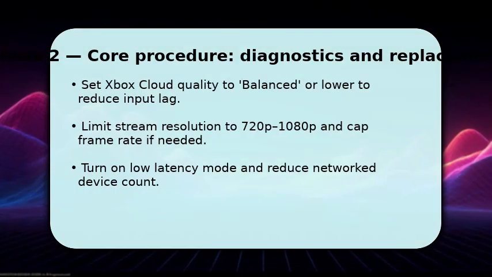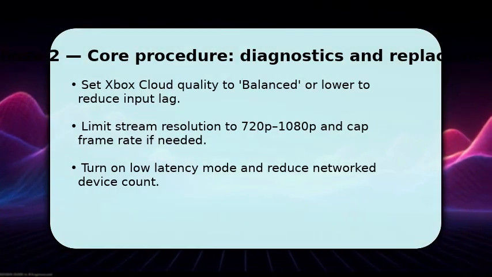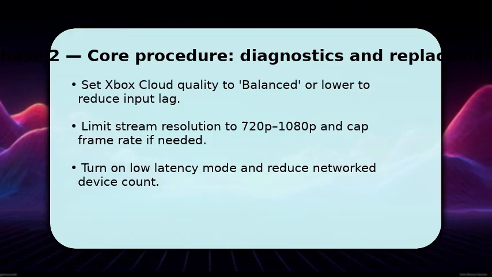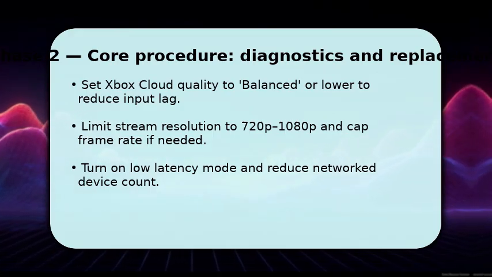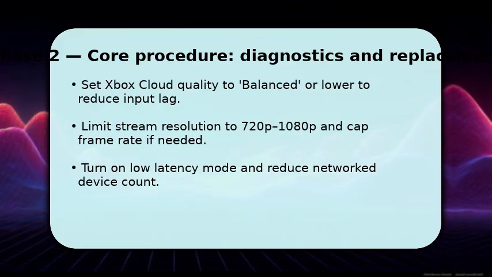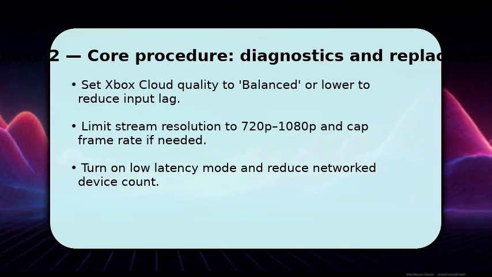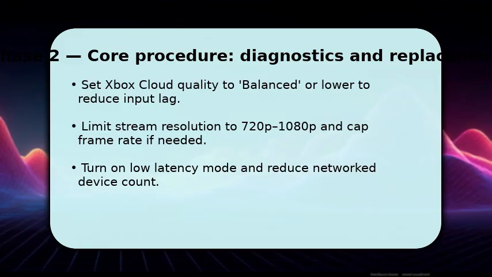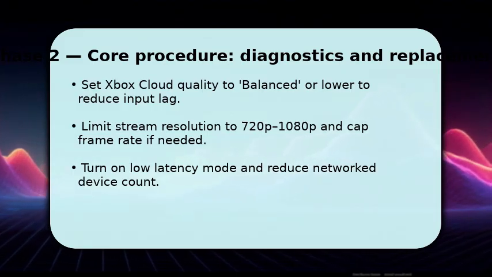Once your PC is prepared, change Xbox Cloud streaming options. Choose a lower quality preset to cut bitrate and reduce buffering. This directly lowers latency. If available, cap resolution to 720p or 1080p and limit frame rate. Fewer pixels means faster frame delivery.